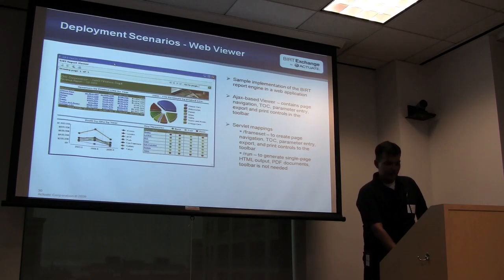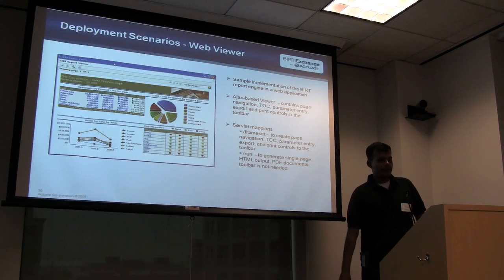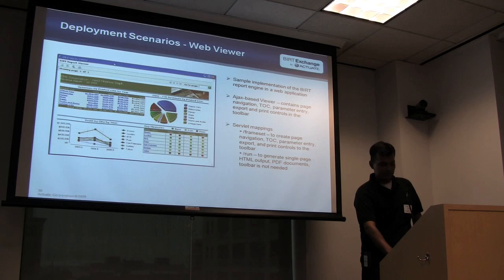The key point to note over here is that there are two servlet mappings, which are frameset and run. Depending on whether you want to create a table of contents, page navigation, or paginated output, you can use frameset. Or if you want to just simply create an HTML or PDF output, you simply use the run mapping.